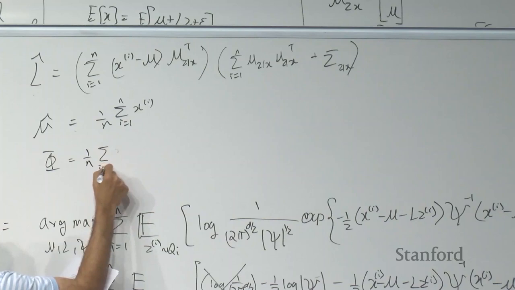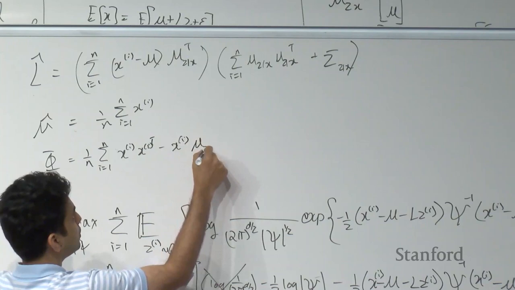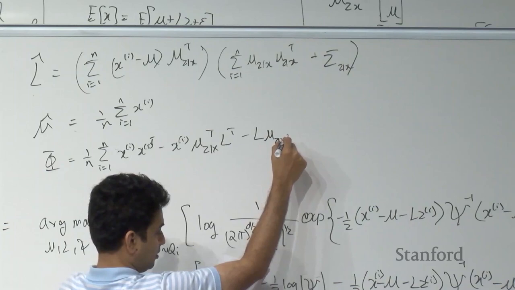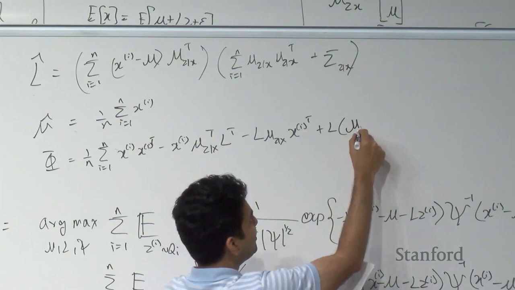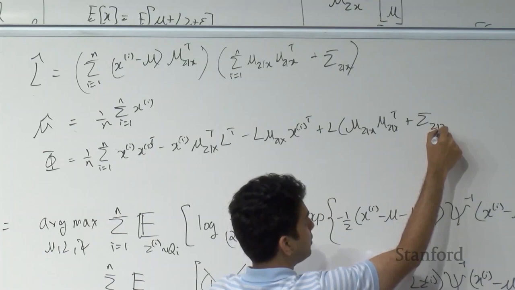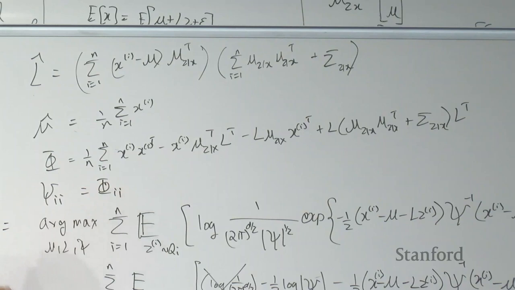Oh boy, this is painful. Xi xi transpose minus xi mu z given x transpose L transpose minus L mu z given x xi transpose plus L, I'm getting tired writing this, mu z given x mu z given x transpose plus sigma z given x times L transpose, and psi ii equal to phi ii, right? So this is an intermediate computation, and you take the diagonal values of this and set them equal to psi ii, right?